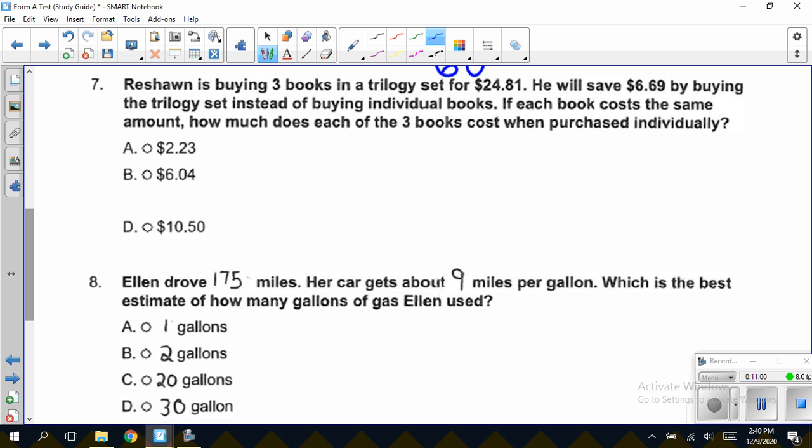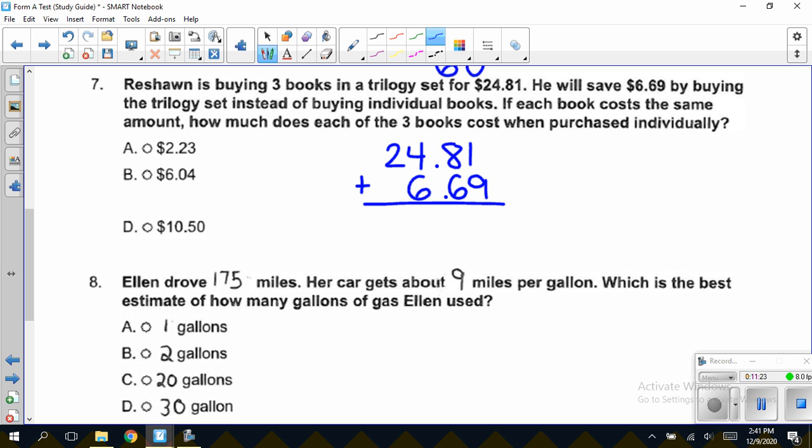And we know that if I buy the set, it is actually cheaper than if I would buy the individual books. So we need to figure out if I bought the books individually, how much my total cost would be. And that is by taking the trilogy set of $24.81 and adding on the savings of what you would save if you bought it as a set.